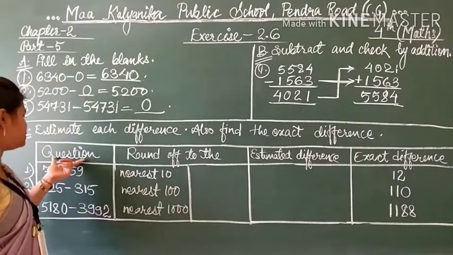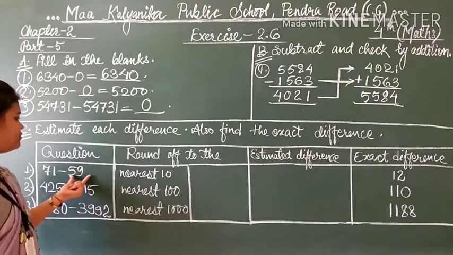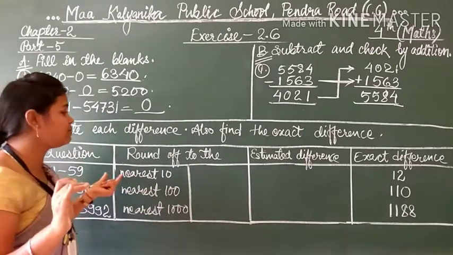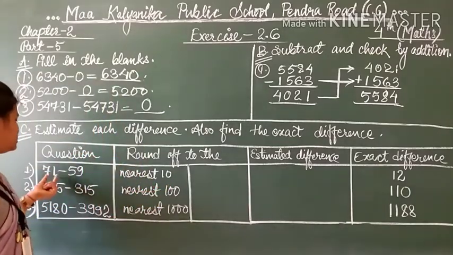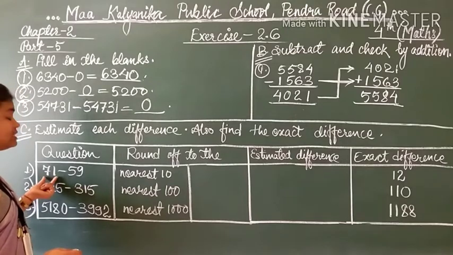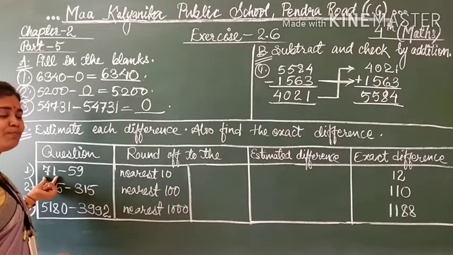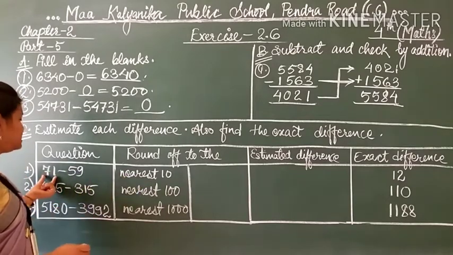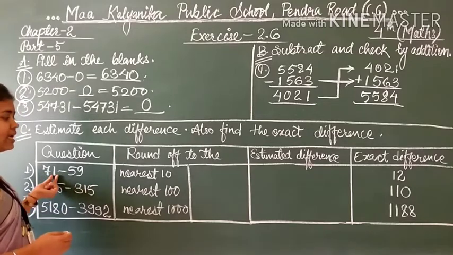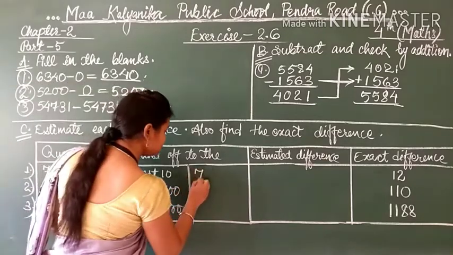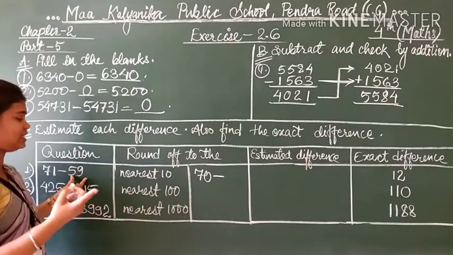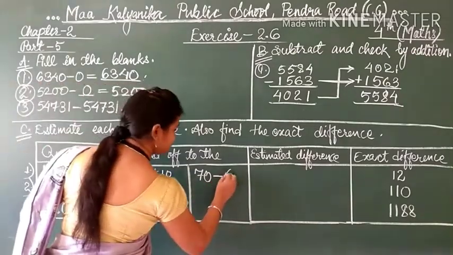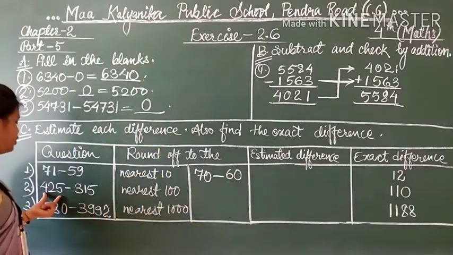So students, the question is given here, 71 and 59. Round the numbers, as I told you how to round in the previous exercises. So now I am directly rounding it off. 71 will be rounded to the nearest 10. How to round? 70 and 80, 1 is there, so simply 70. Minus 59: 50 and 60 is the range, so this will be 60.